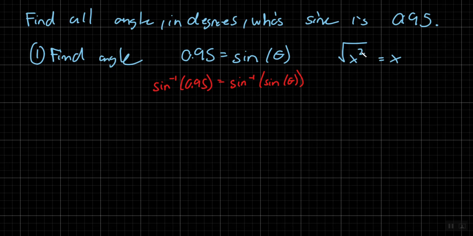Okay, remember over here. It cancels out. Sine and inverse sine cancel. And what am I left with? Just inverse sine of 0.95. Yes. And theta on that side. Yep, theta on that side. No, I get it.